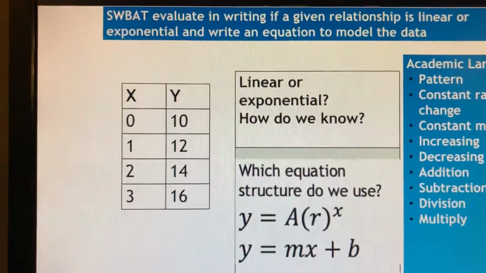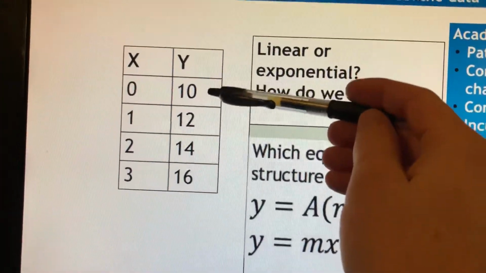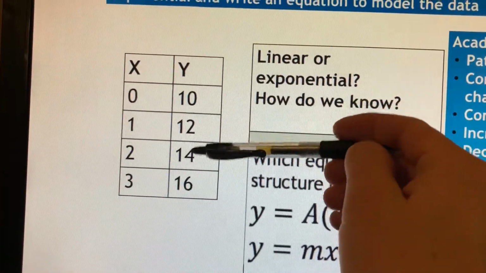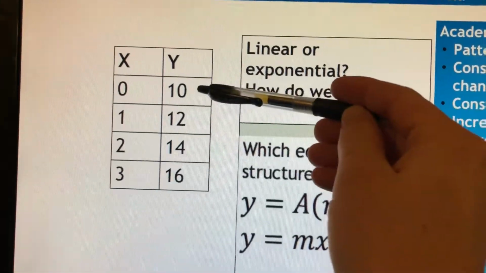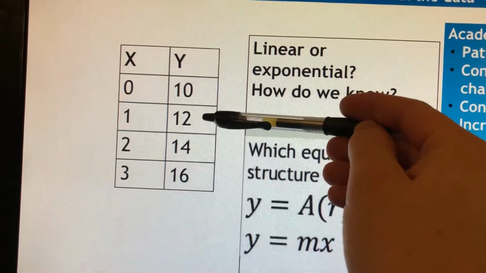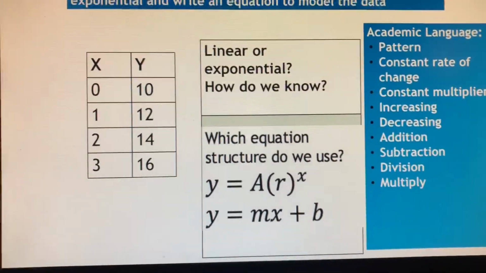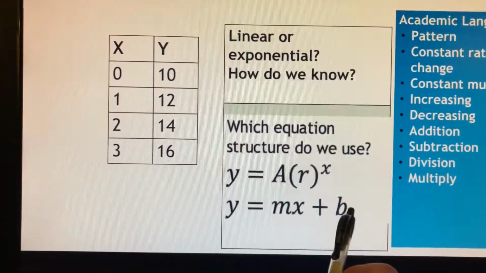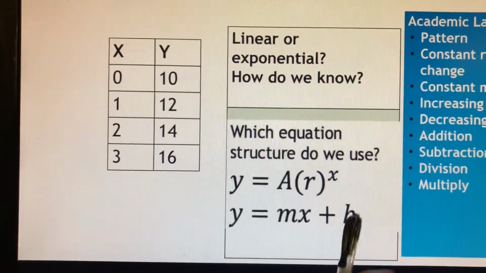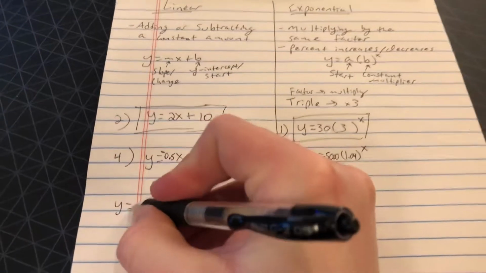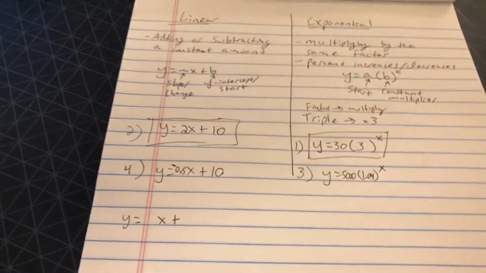So right here, and we're always looking at the y values to decide are we adding, subtracting, or multiplying over here. It looks like plus 2, plus 2, plus 2. So if we're adding 2 every single time, it's going to be linear, and we need a y equals mx plus b. So I'm going to come over here and write y equals some number with x plus b.